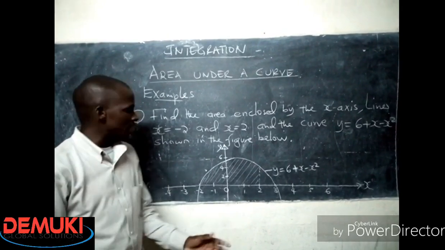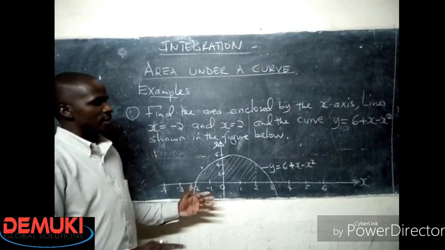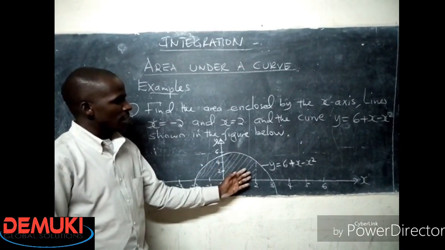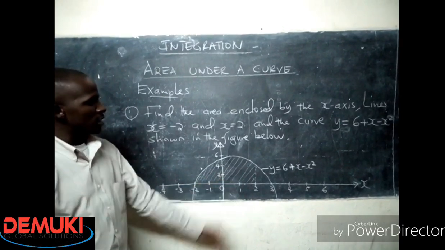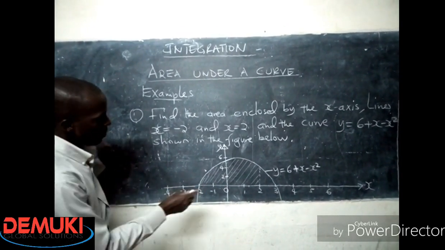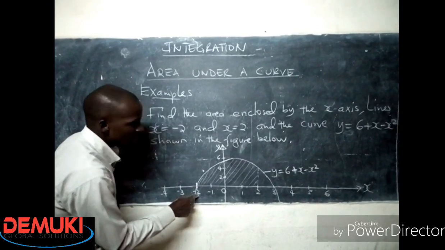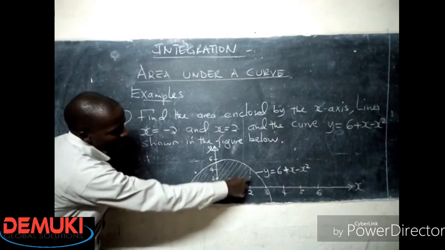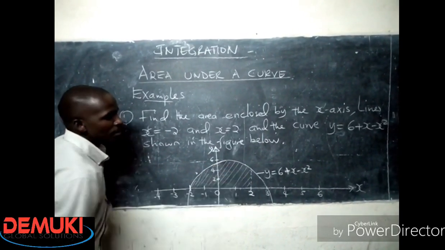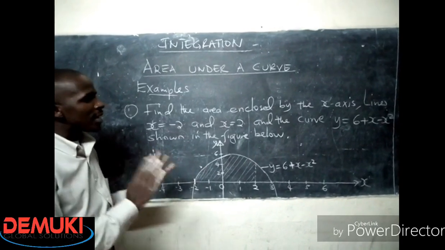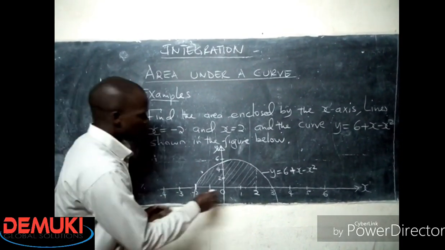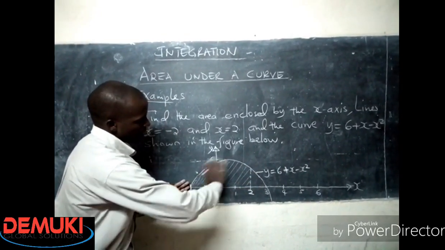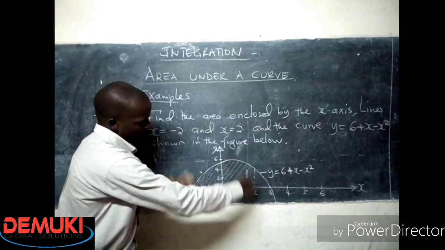In actual sense, we are required to use integration to calculate the area shaded in this figure. Remember, you have been given the limits, beginning from x is -2 to x is +2. Now you need to get just this area. Such a working will give you the exact area enclosed by the x-axis, the curve, and those two lines.